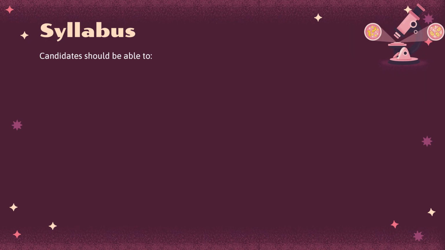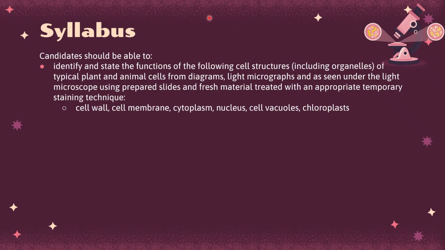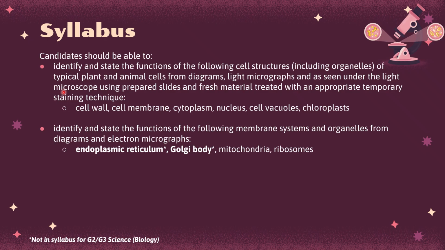For this part, there are 2 objectives in the syllabus that you need to know. The first one is to learn how to identify and state the function of the cell wall, cell membrane, cytoplasm, nucleus, vacuole, and chloroplast. These 6 structures can be seen with a light microscope. There are 4 other structures that can be seen with a stronger microscope known as an electron microscope. These 4 structures are known as the endoplasmic reticulum, Golgi body, mitochondria, and ribosome.